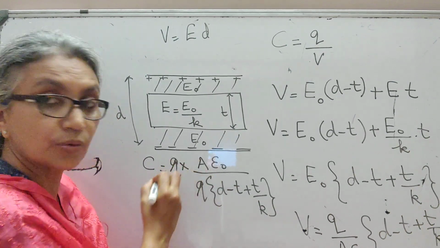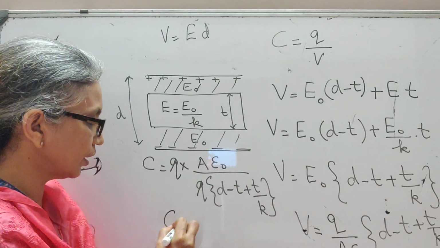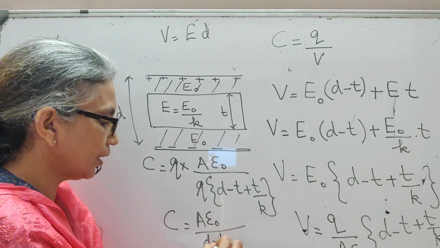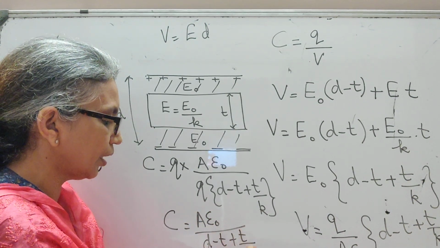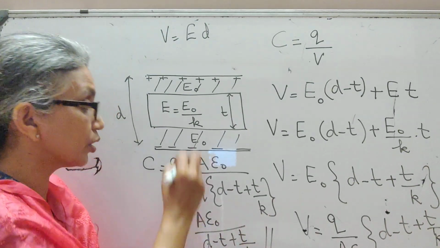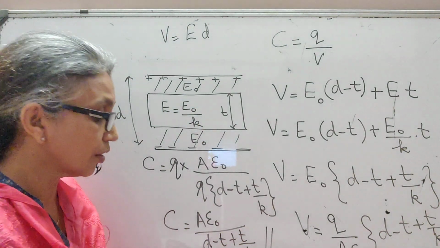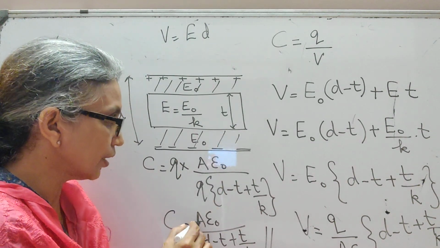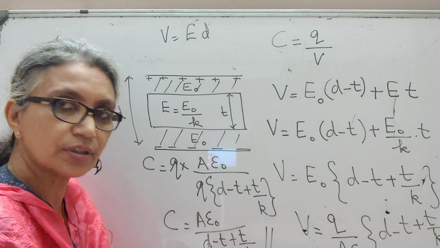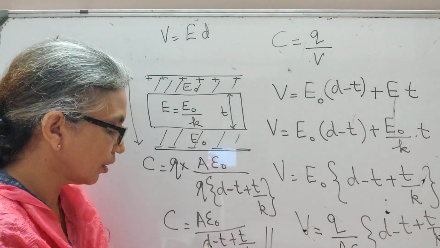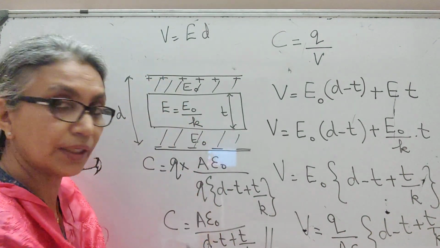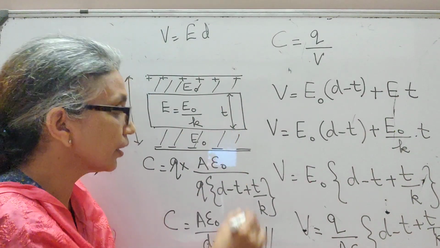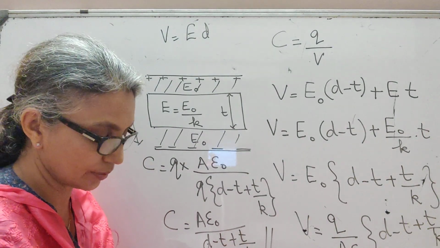If I cancel this Q here, I will have C equal to A epsilon 0 by d minus t plus t by k, which is my final equation for capacitance of a capacitor whenever you have a dielectric inserted between the plates. A is the area of the plate, epsilon 0 is the permittivity of air, d is the distance between the plates, t is the thickness of the dielectric that I inserted, and k is the dielectric constant.